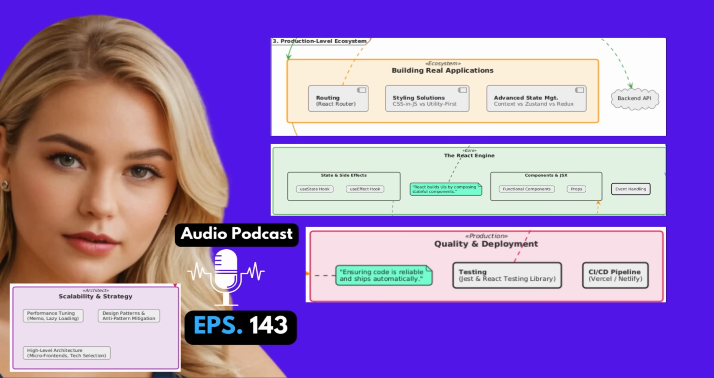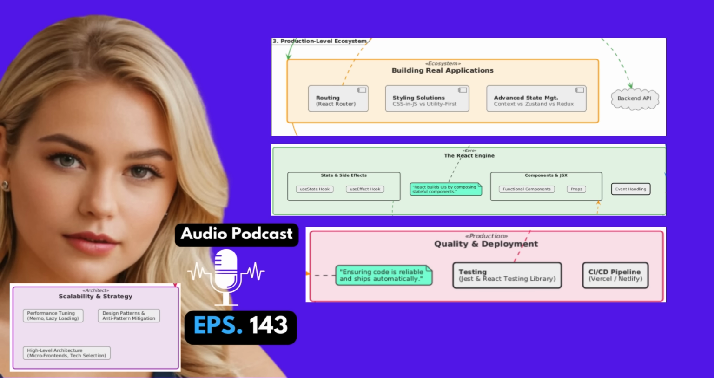Prop drilling. We mentioned this before. Passing props down through multiple layers of intermediate components that don't actually use the props themselves, just to get them to a deeply nested child that does. The solution usually involves rethinking your component composition, maybe using props like children, or reaching for context API or a global state management library if the data is truly global.